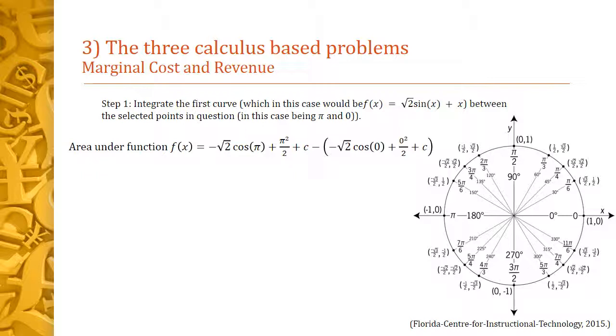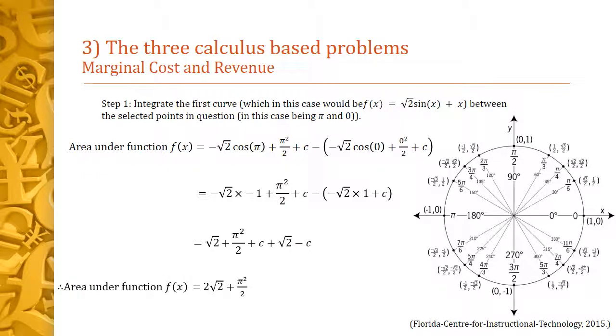Now in this case we want to find the cosine of pi, which is just -1, and cosine of 0, which is +1. Now we can substitute those values in. Through the use of simple algebra we can tidy this equation up, and because we have a positive constant and a negative one, they may simply cancel each other out. We are therefore left with 2 root 2 plus pi squared on 2.